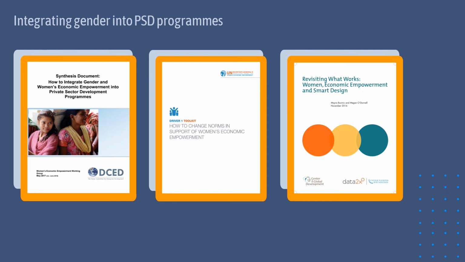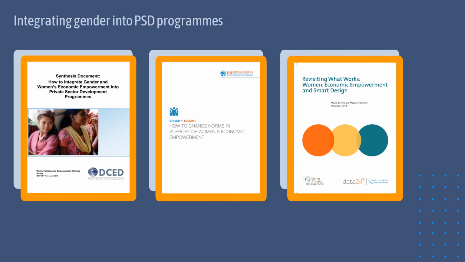The DCED paper signposts methodologies from member agencies, split by level of ambition and previous experience. A key part of integrating gender into PSD programs is to define indicators of change early on in the process, and then to measure attributable change. This fourth section of the knowledge page also has some more specific guidance. For example, it provides a link to the UN Women Toolkits on women's economic empowerment. These include things like how to change norms in support of women's economic empowerment, shown in the middle here.